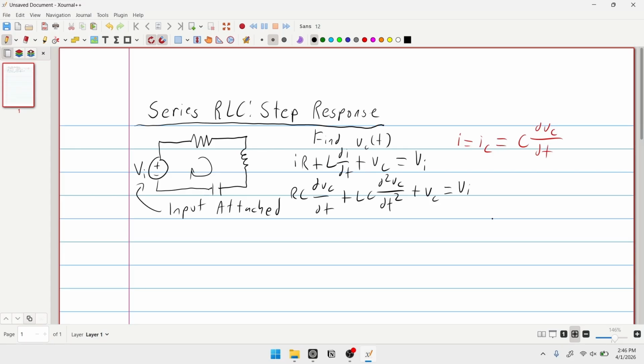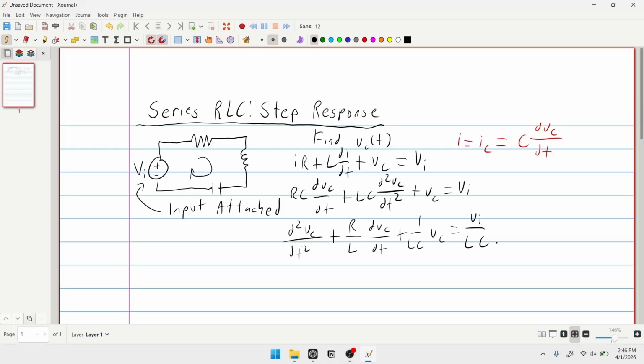If I rearrange, dividing both sides by LC, we're going to get d squared Vc/dt squared plus R over L dVc/dt plus 1 over LC Vc equals Vi over LC.